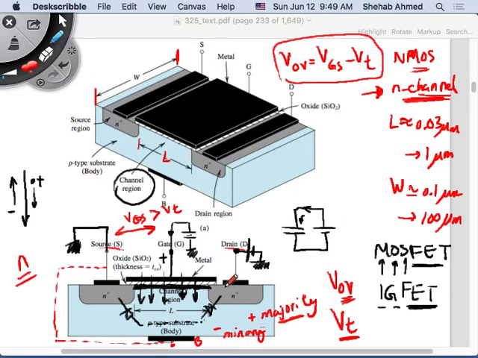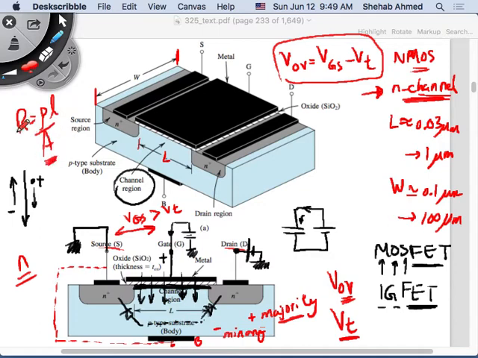So if I add more overdrive voltage, what does that mean from a channel perspective? I'm able to attract more of the minority carriers, so I can create a thicker channel. If you have a thicker channel, it's nice because of what? If you have current flowing in a small diameter conductor versus the same current flowing in a large diameter conductor, there will be a voltage drop due to the current flow. The resistance is equal to what? Resistivity times length over cross-sectional area.